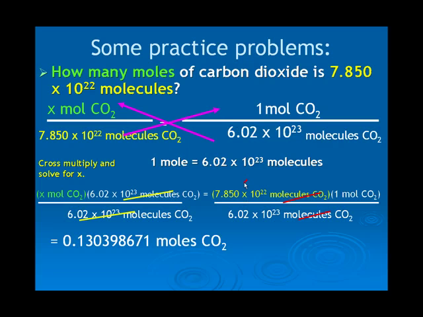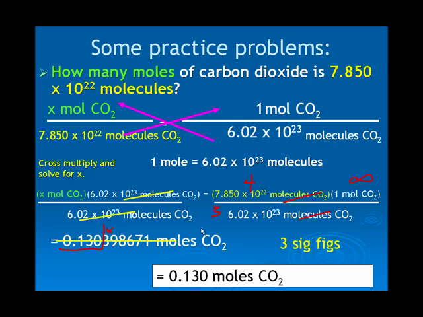Alright, and we are looking for sig figs. Here's 4. This one's infinite. This one is 3 sig figs. So I'm going to go with my lowest, which is 3 sig figs. Remember, leading zeros don't count. We just keep them as placeholders. So I take the first 3 significant figures. I look to the next number to round. It's a 3. So nothing changes there. And it's 0.130 moles of CO2.